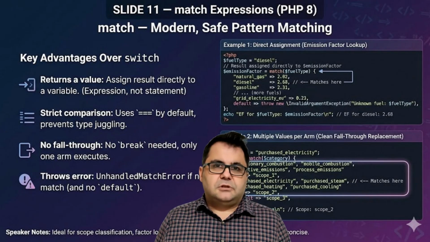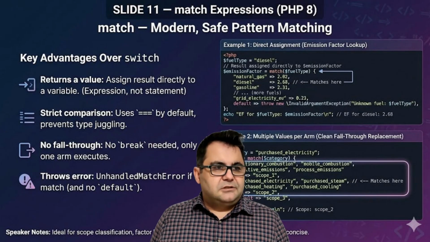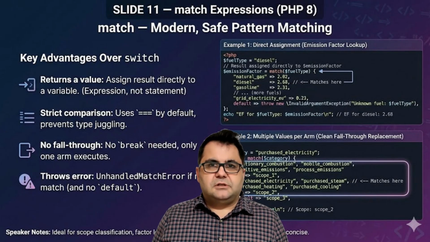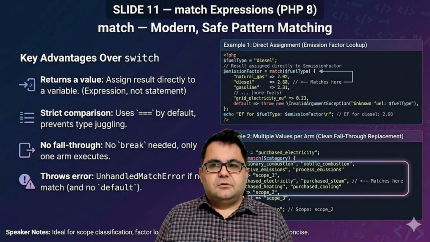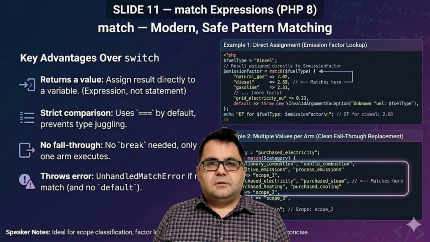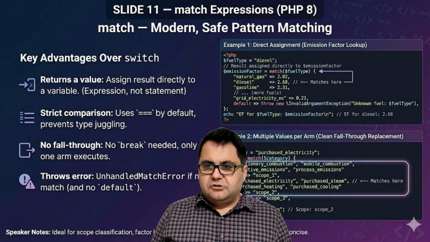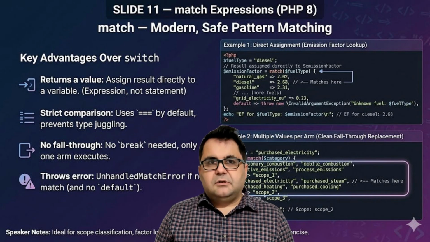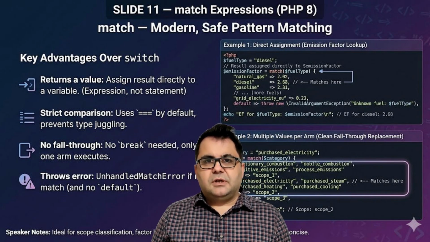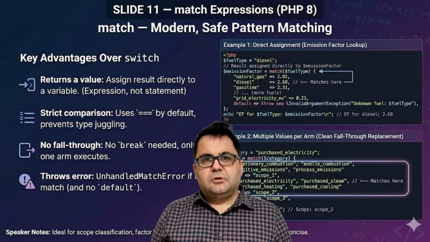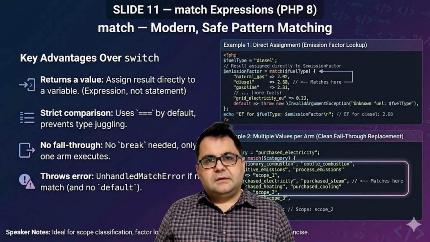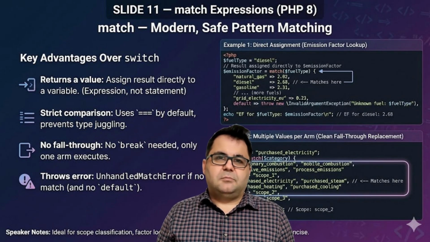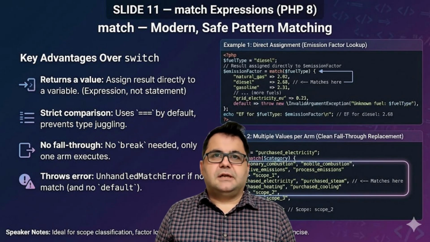The match expression, introduced in PHP 8, is the modern replacement for switch in many cases. It has four major advantages. First, it returns a value, you can assign the result directly to a variable. Second, it uses strict comparison by default, preventing type juggling bugs. Third, there's no fall through and no break needed. Each arm executes only its expression. Fourth, if no case matches and there's no default, PHP throws an unhandled match error, alerting you to missing cases.